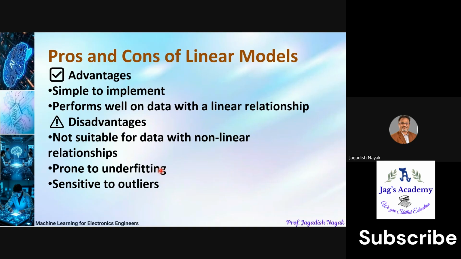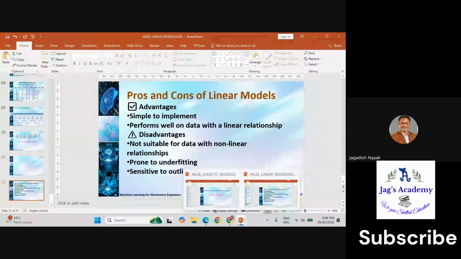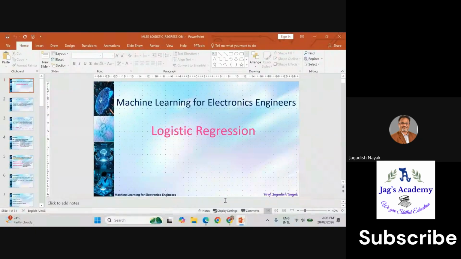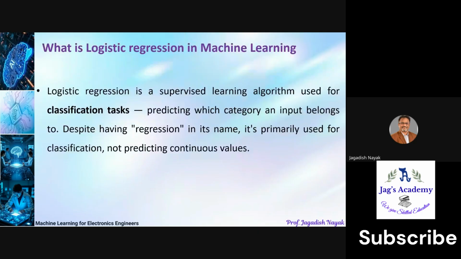Now the next topic will be logistic regression. Logistic regression is used whenever you want something to be classified. Linear regression gives you a continuous value, but logistic regression is not like that. Logistic regression gives you a probabilistic value, that is, the probability that something will be high or low. This is basically used for the classification task.